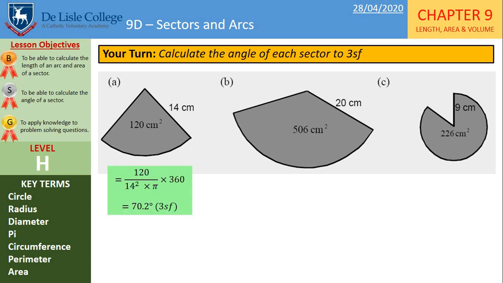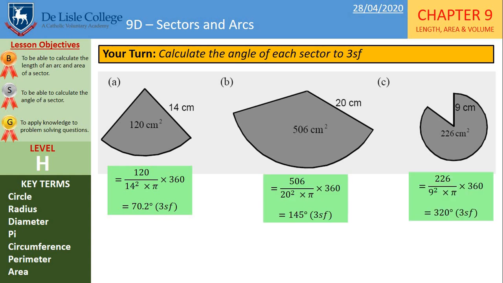Okay, let's check the answers. So you can see the working there. It looks very similar to what we had for angles when we were using the arc length. So the angle for question A is 70.2 degrees to 3 significant figures. B is 145 degrees. And C is 320 degrees.